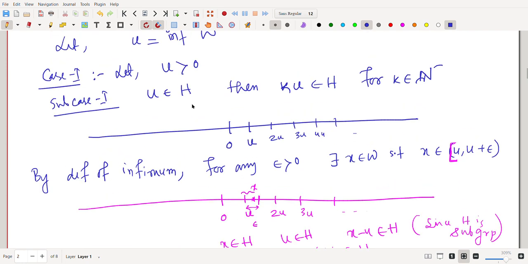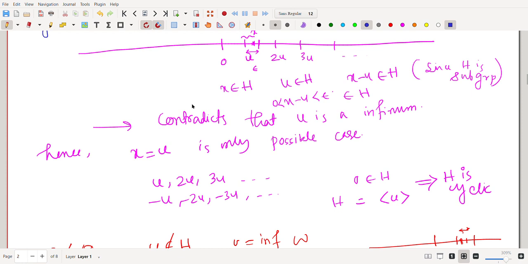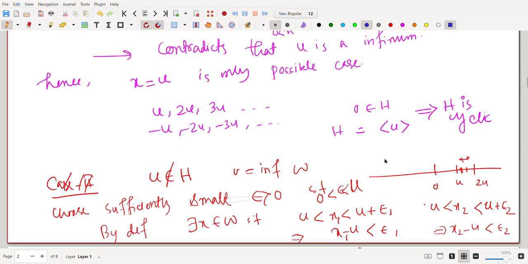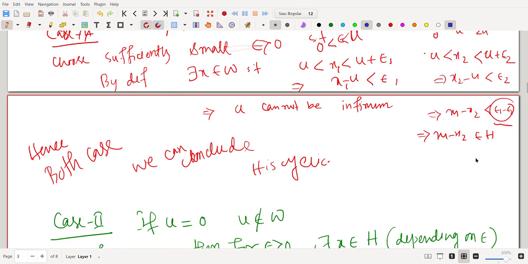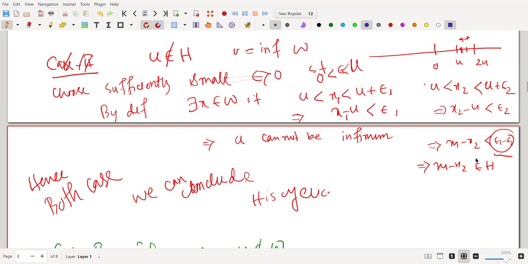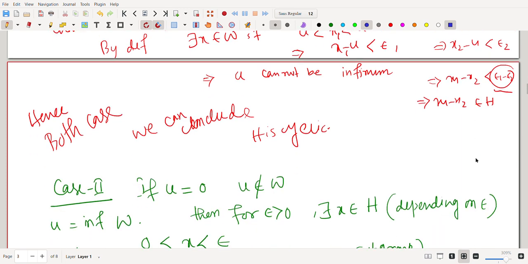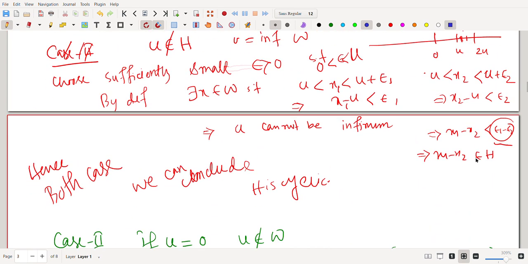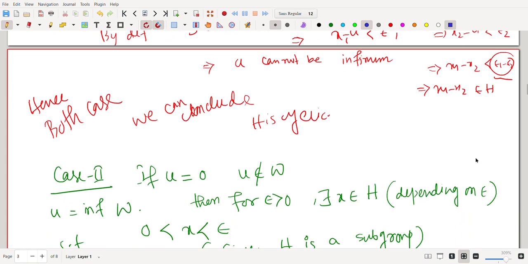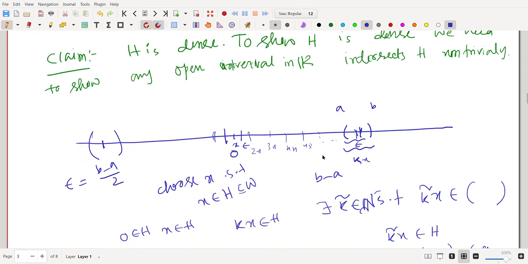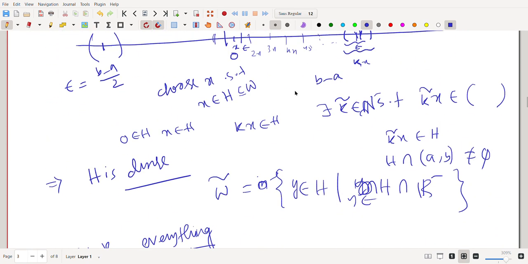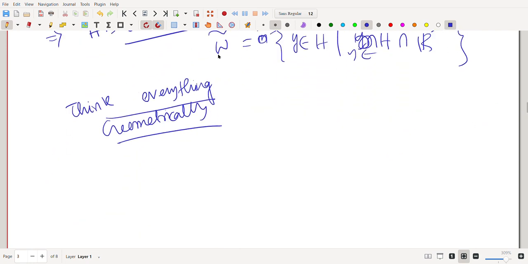I am considering the case where the infimum is greater than 0, and another case where the infimum is equal to 0. If the infimum is greater than 0, I need to assume two cases: the infimum belongs to h, and the infimum doesn't belong to h. That's just two different cases, giving all possibilities, and then I show that h is cyclic. And if the infimum is 0, u equal to 0, that will imply that u doesn't belong to w. I'm considering w, so u doesn't belong to h intersection w in particular. So in that case, I'm already showing that this becomes dense. Okay, that is basically the geometrical idea. Thank you. I hope this is clear.